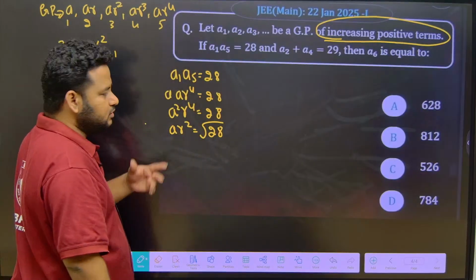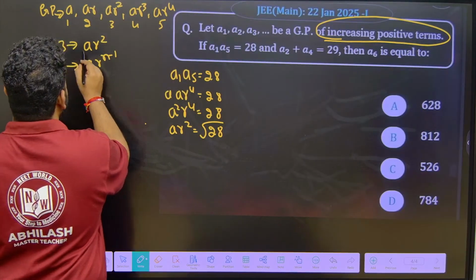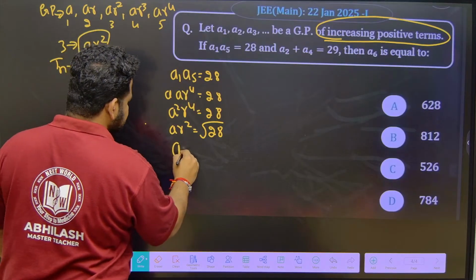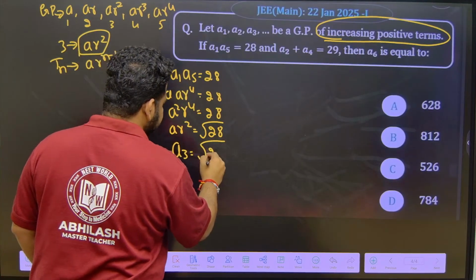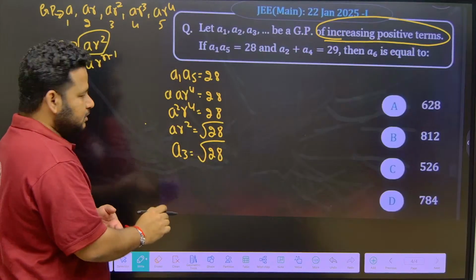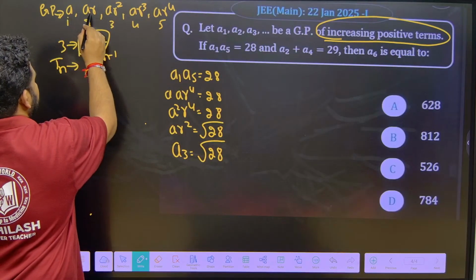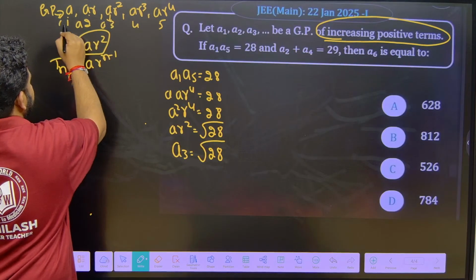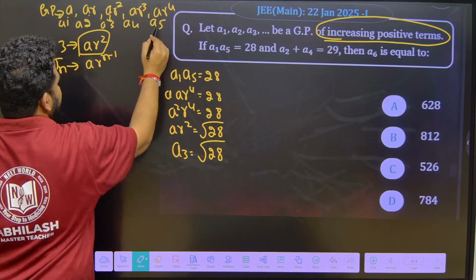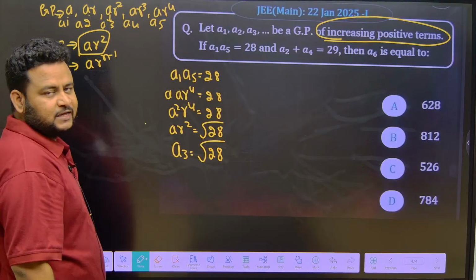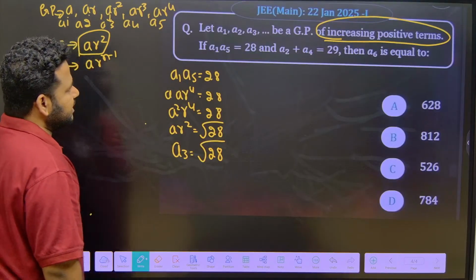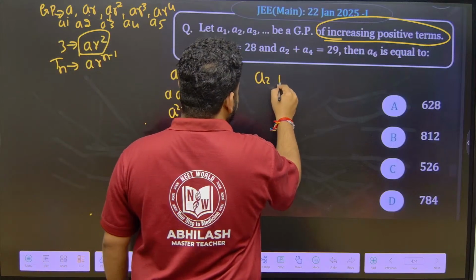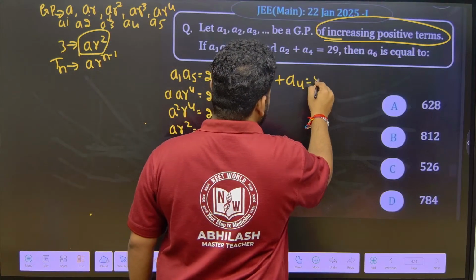A into R square is nothing but the third term, that is A3. So A3 is equal to square root of 28. Written as A, AR, AR square, this is A1, A2, A3, A4, A5, and the third term is A3, equal to square root of 28. I got it. Now they are telling us A2 plus A4 is equal to 29.